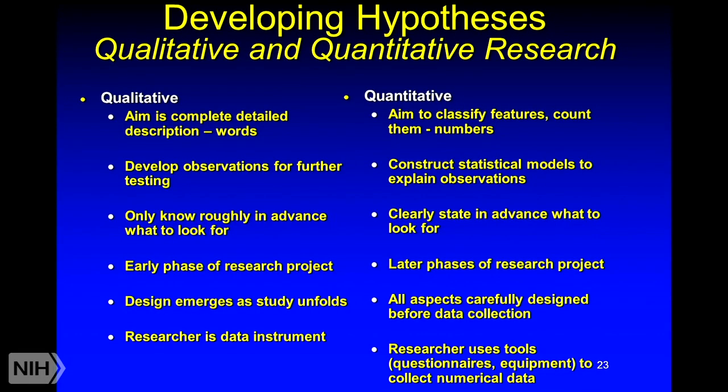So the qualitative research develops observations for further testing, whereas the quantitative one constructs statistical methods to explain the observations. So in the qualitative research, you only know roughly in advance what you're looking for. You're kind of groping around for what you're going to test quantitatively later. On the other hand, quantitative research is not a data dredging exercise. You want to clearly state in advance what you're looking for.